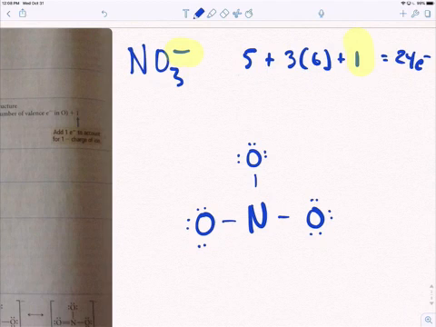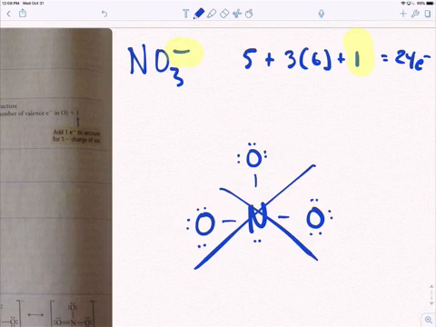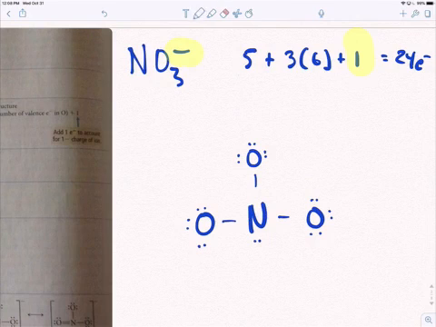And what you can't do is this. You can't say, all right, there you go. That would be NO3 minus 3. We don't have that many electrons. So can't do that. But what we can do is we can add a double bond there.